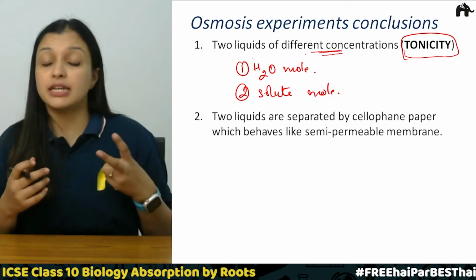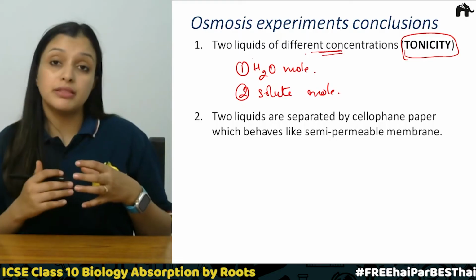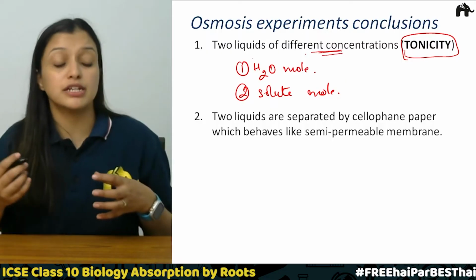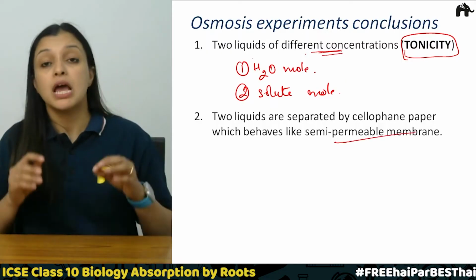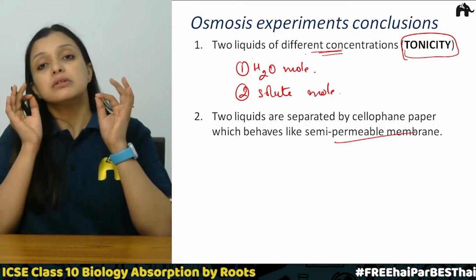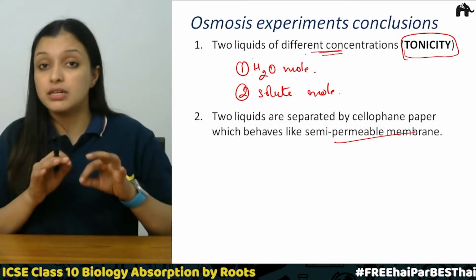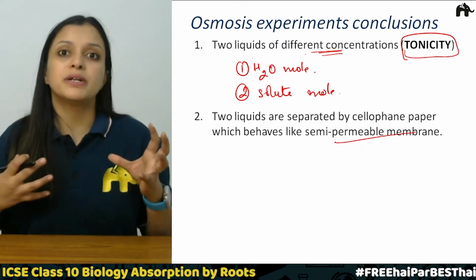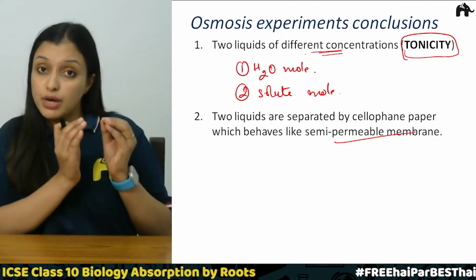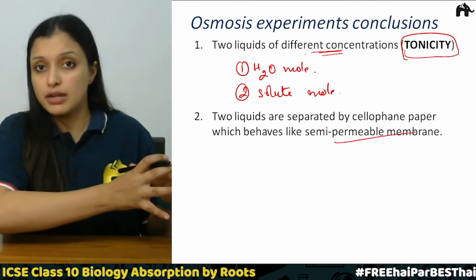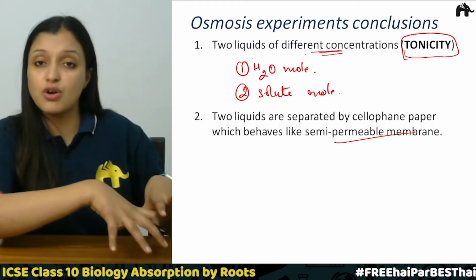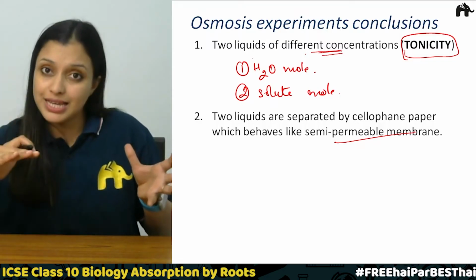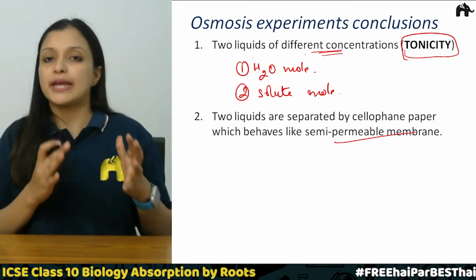And the second thing that we concluded is that when these two liquids are separated by a cellophane sheet or the whisking bag, it behaved as a semi-permeable membrane, a membrane which allowed only water molecules to pass through it and does not allow the larger molecules to pass through it. And the water molecules were moving from their region of higher concentration, the region where they were in more concentration, to the region of lower concentration, the region where they were in lesser concentration. Correct? So I hope this is clear.